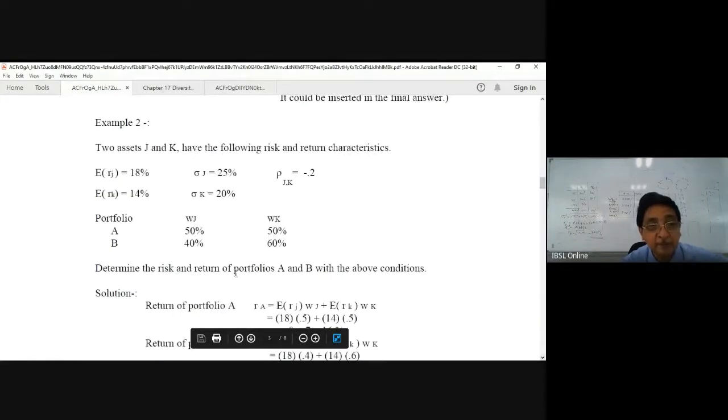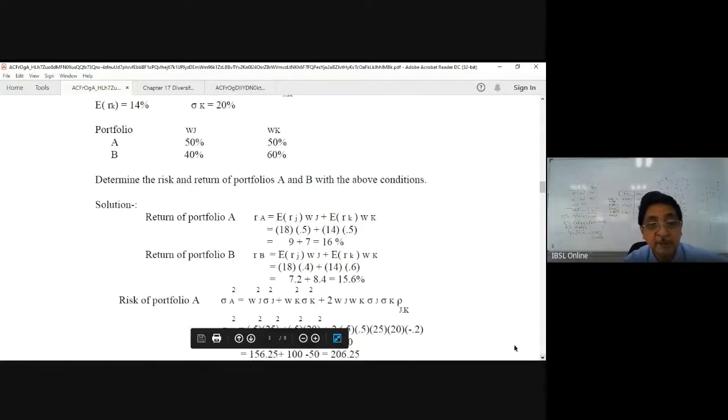The second example. 2 assets J and K have the following risk and return characteristics. Expected value of J is 18%. Sigma J is 25%. Rho JK, the correlation coefficient, is minus 0.2. Expected value of K is 14%. Sigma K is 20%. Portfolio A has a weight of 50% in J and 50% in K, and portfolio B has 40% in J and 60% in K.